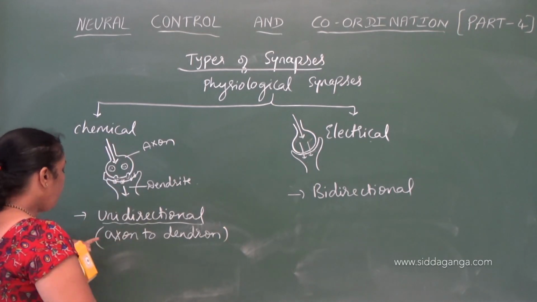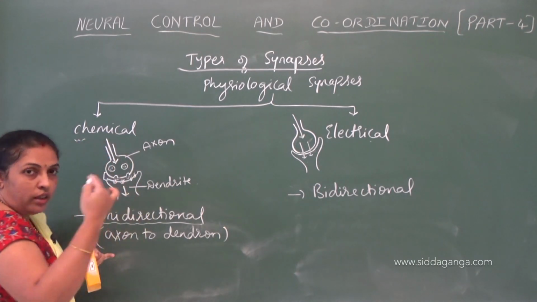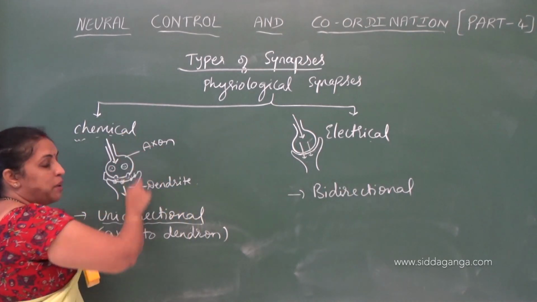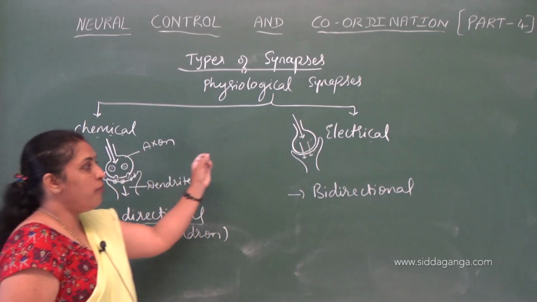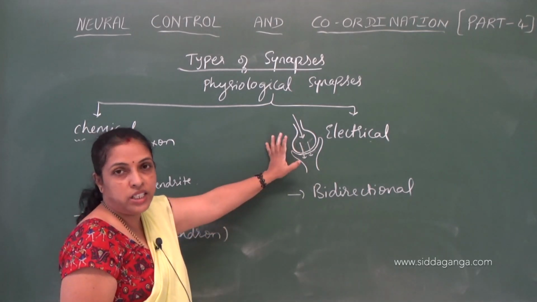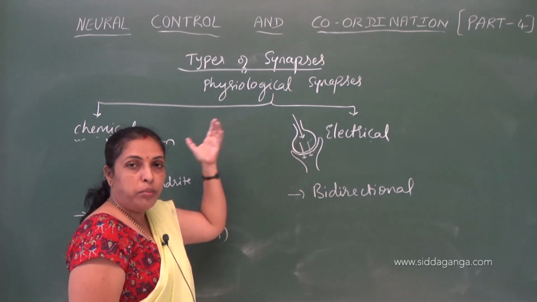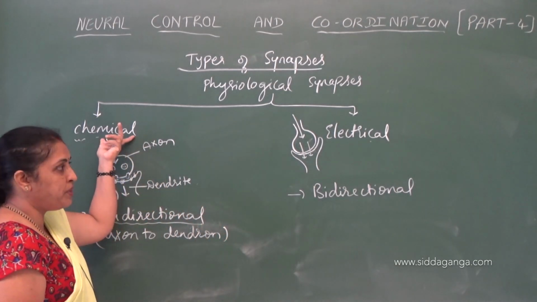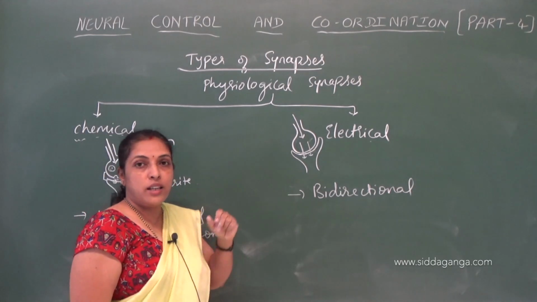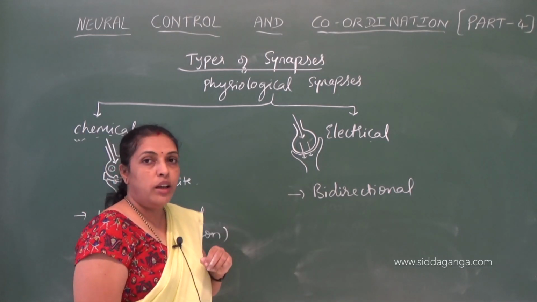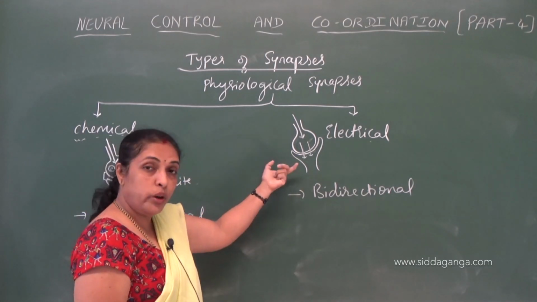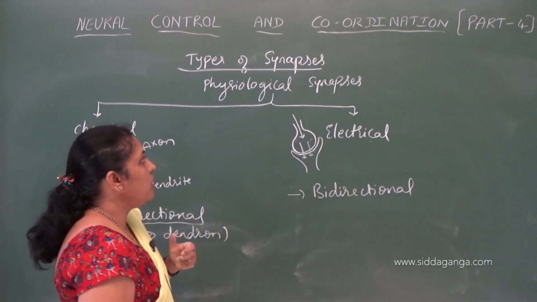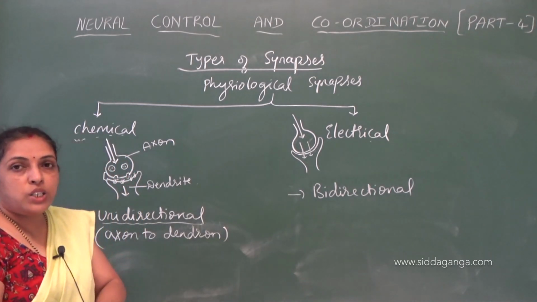And in higher vertebrates, we see chemical synapses only. In very few areas we see electrical synapses in our body. Majority of the synapses present in our body are chemical synapses. This type of electrical synapse is seen in lower invertebrates, and in some lower vertebrates. Understood? That's the difference between chemical and electrical synapses.